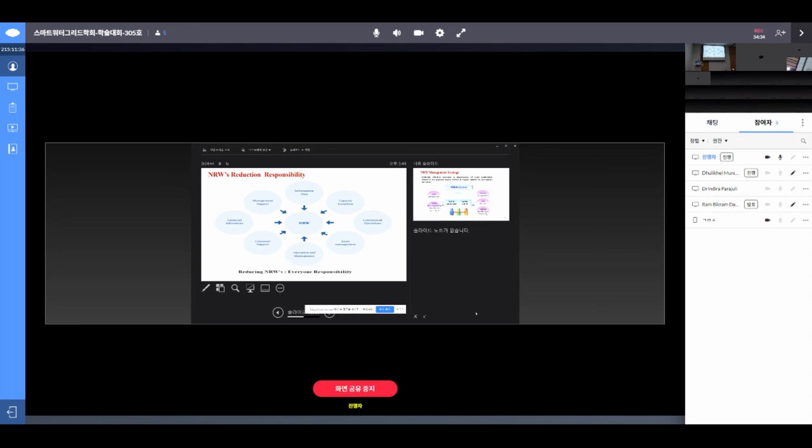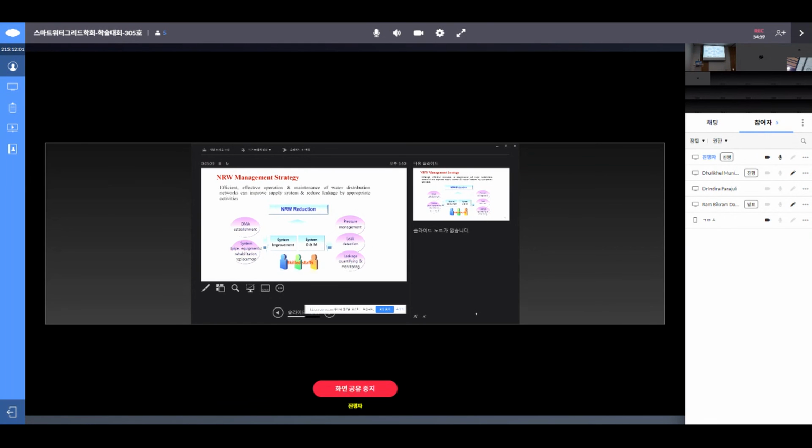So who is responsible for reduction in NRW? This is the picture view. The NRW management is the responsibility of all the stakeholders who are directly involved from the production phase to the consumption phase. So we can't say that I'm not responsible. Everybody is responsible.